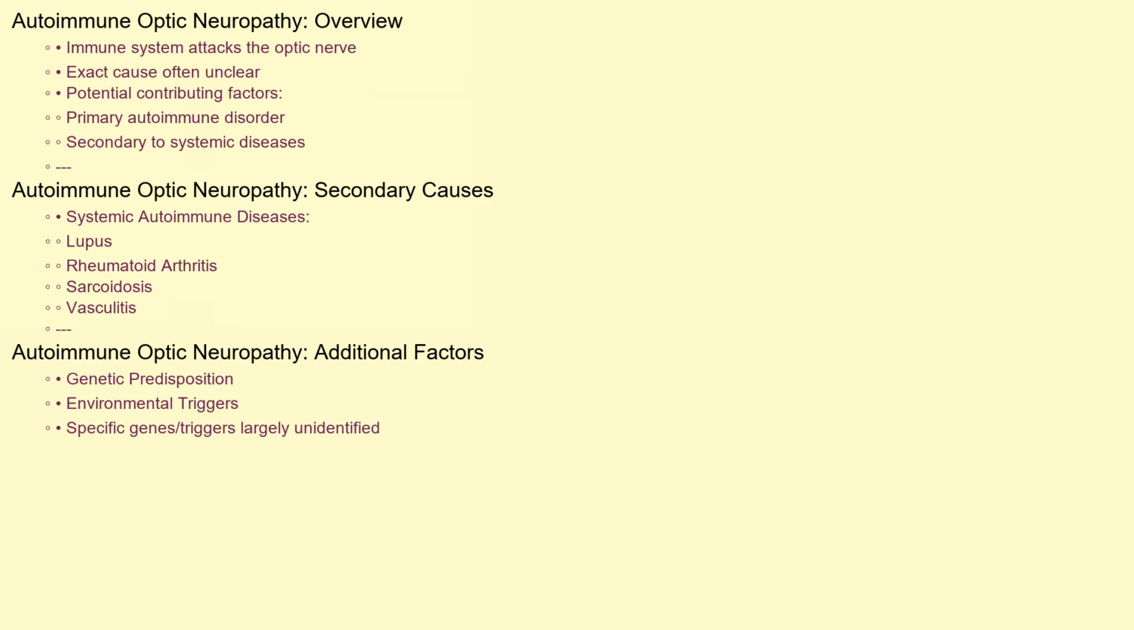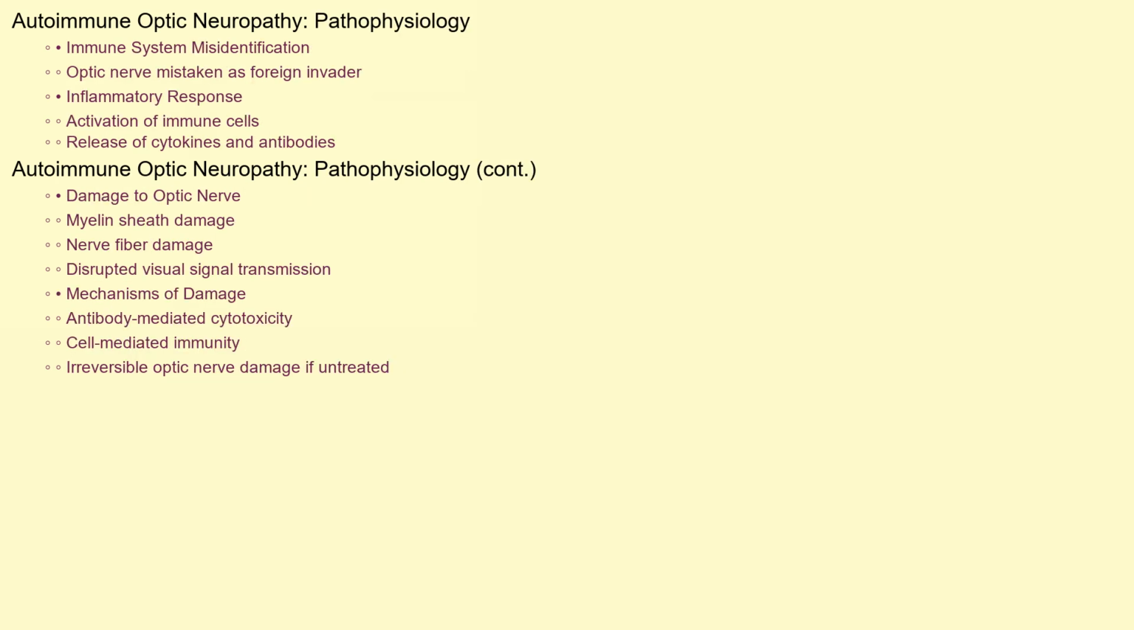Genetic predisposition and environmental triggers might also contribute to the development of this condition, although specific genes and triggers remain largely unidentified. Let's delve into the pathophysiology. In autoimmune optic neuropathy, the immune system mistakenly identifies the optic nerve as a foreign invader. This misidentification leads to an inflammatory response, involving the activation of immune cells and the release of inflammatory molecules such as cytokines and antibodies. These inflammatory mediators damage the myelin sheath, the protective covering around nerve fibers, and the nerve fibers themselves. This damage disrupts the transmission of visual signals from the retina to the brain, leading to vision loss.